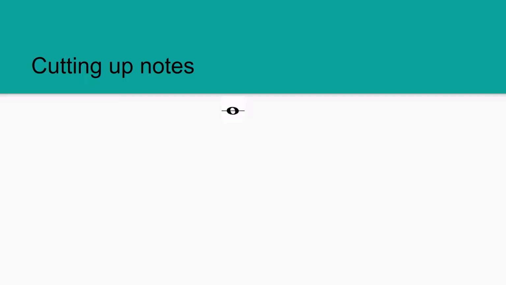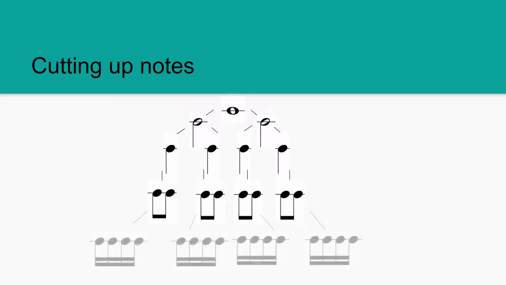Now this is the basic rundown of all this. We've got our whole note, we cut that in half, and that gives us half notes. We've got quarter notes there, and we've got 8th notes, and then we've got 16th notes. So each one gets smaller and smaller. So our half notes are half of the whole note. Our quarter notes are a quarter of the whole note. 8th notes are an 8th of the whole note, and so forth.